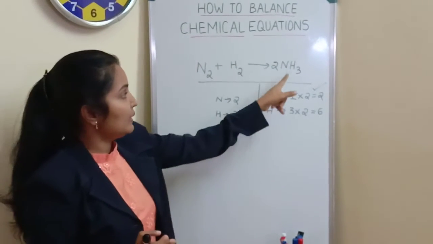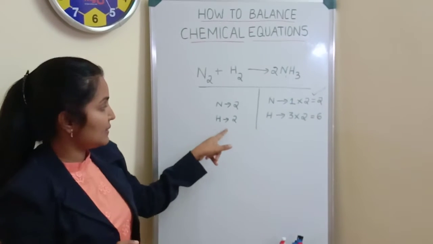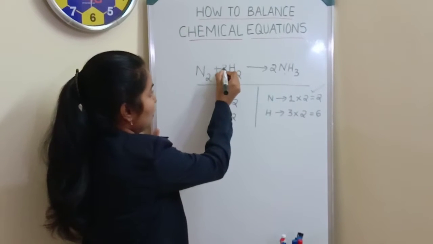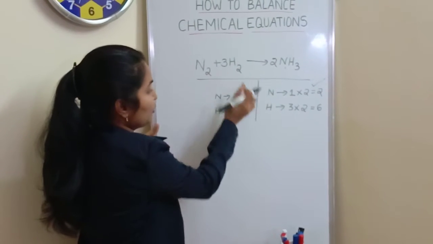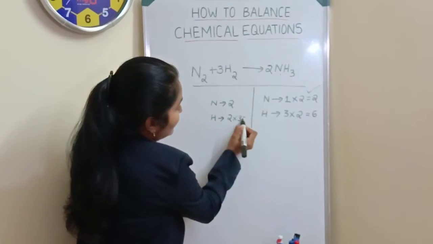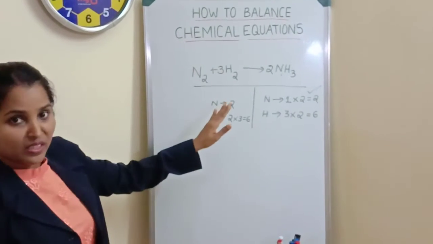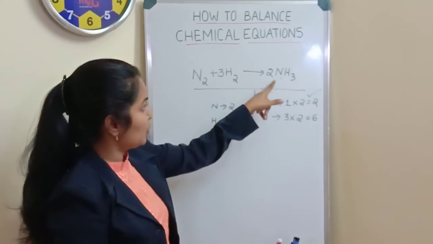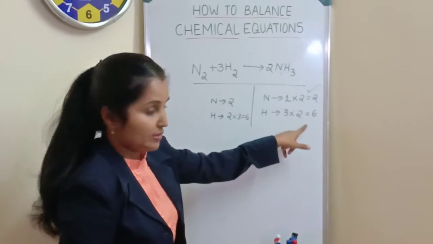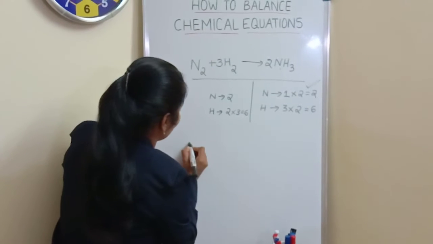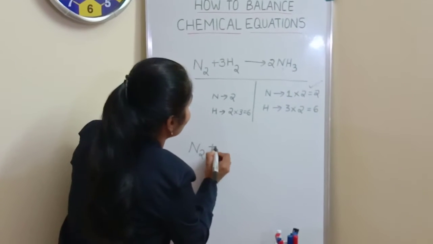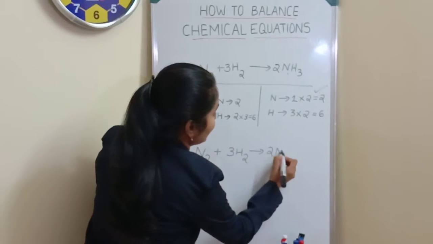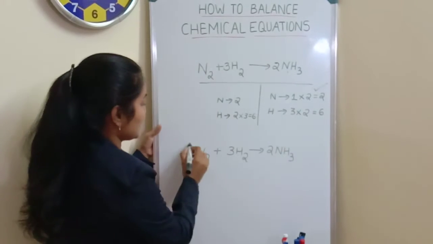Now hydrogen, in the product side it is 6 and in the reactant side it is only 2. So we have to adjust the value. So I will put 3 here. So you will get 3 into 2, 6. So the equation is now balanced. 2 nitrogen, 6 hydrogen. Here 2 into 1, 2 nitrogen and 6 hydrogen. So the equation is balanced. So you will get the balanced equation: N2 plus 3H2 gives 2NH3. This is the balanced equation.